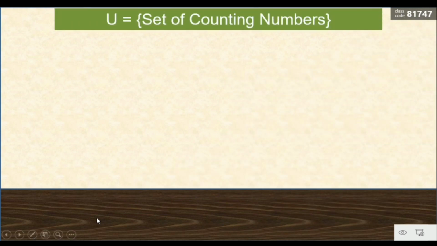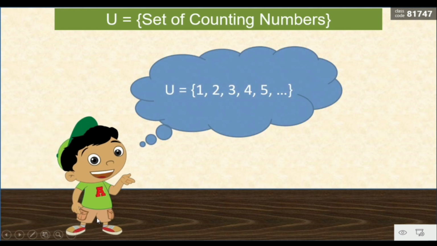Suppose you were asked, the universal set is the set of counting numbers. When we say counting numbers, these are the numbers that start with the number 1. So here, our universal set is an example of an infinite set. So we have the elements of the universal set 1, 2, 3, 4, 5 up to infinity.